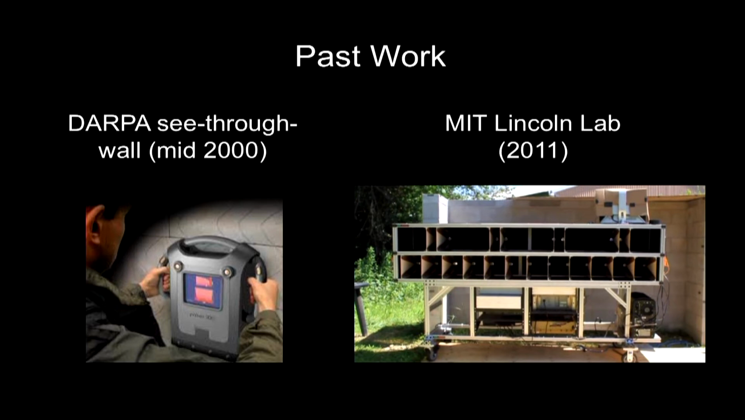Many researchers have also been looking at this problem. They have been trying to develop a device that can see through walls. In particular, about 15 years ago, DARPA funded a project that tries to see through walls, and this is the resulting device. It can tell whether a person is standing behind the wall. Later, around 2011, there was another big jump from MIT Lincoln Lab, where they created a device that can further localize people when they are moving behind the wall. However, as you can see, this device is so huge that it has to be moved on a truck.